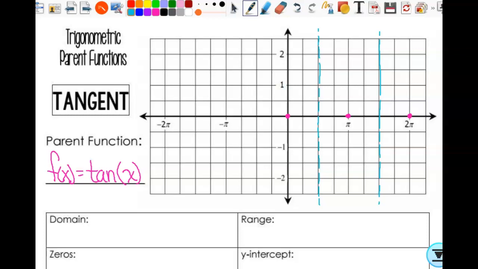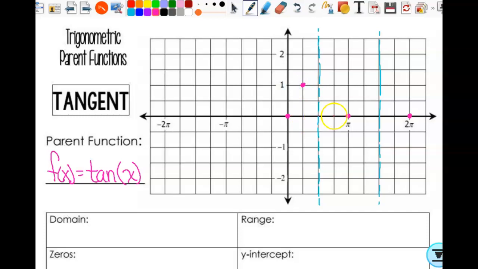Okay, so that's kind of not enough, right? So those are the 5 x values we used for sine and cosine to graph it. So let's try another. Let's see, pi fourths. What's the tangent of pi fourths? 1. So I have a point here at 1.